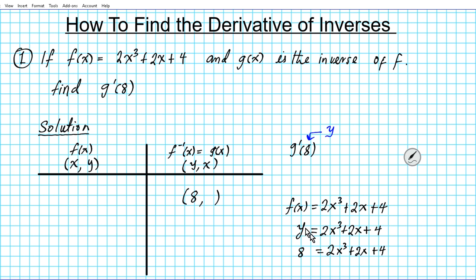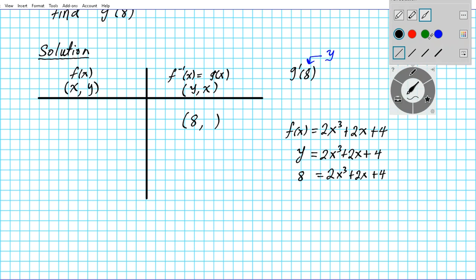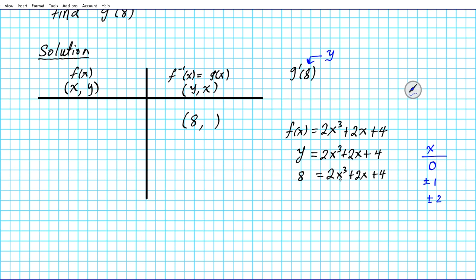Alright, so we have a cubic equation here. How do we solve this? Well, we can just solve this by inspection. We can just play around with some numbers and see which could give us a desired result. Okay, so let's start with, these are our x candidates. Okay, we can test 0, plus or minus 1, plus or minus 2, and then just see which one works. So if we try 0 first, you're going to have 8 equals 4. That's false, so 0 doesn't work.